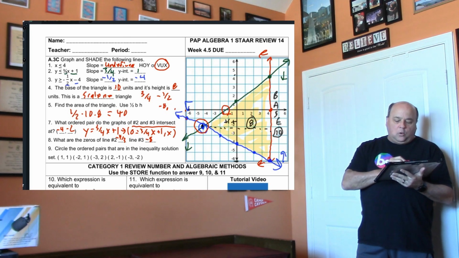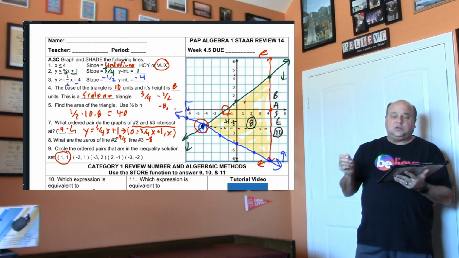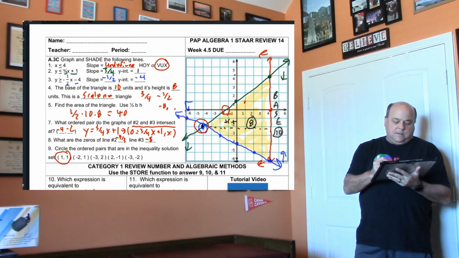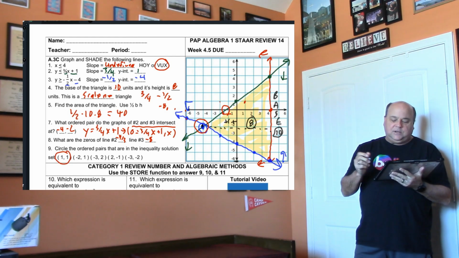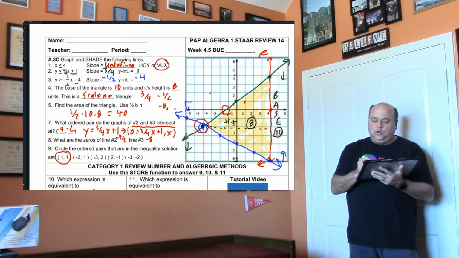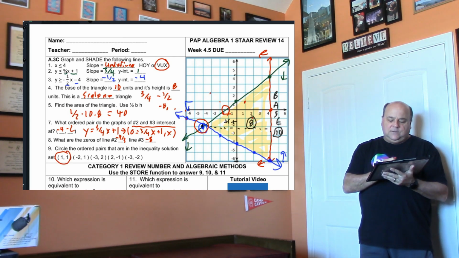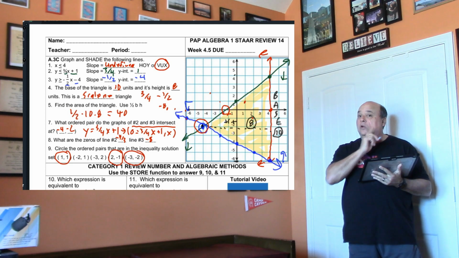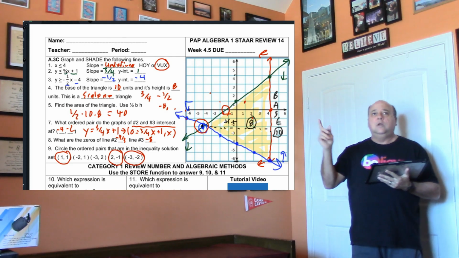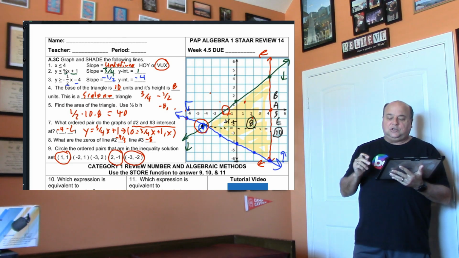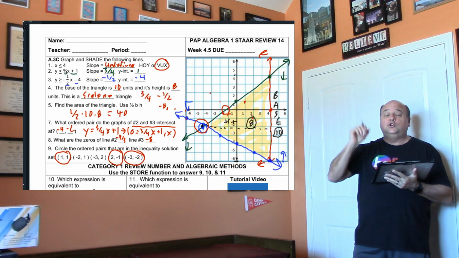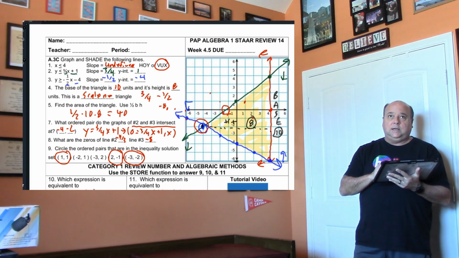Keep going on. What ordered pairs work? 1, 1 is right here. Yep, it's inside the triangle. -2, 1 is up here. It's not in the triangle. -3, 2 is right here. Nope. 2, -1 is in the triangle. It works. And -3, -2 is in the triangle. It works. So those 3 ordered pairs would be inside the triangle. They would be solutions to all of those inequalities.